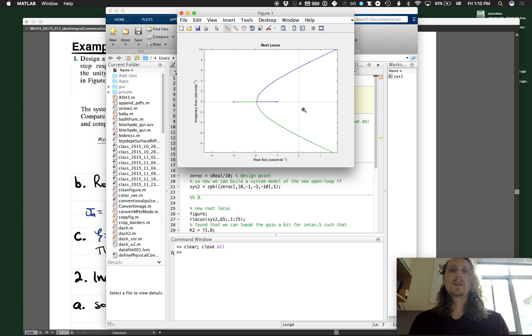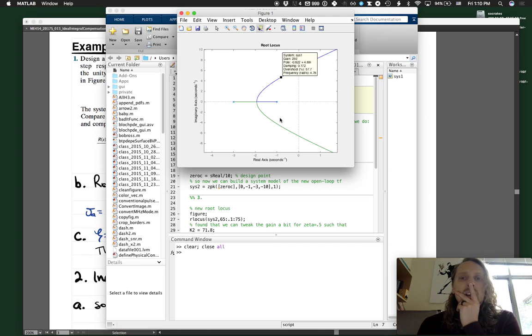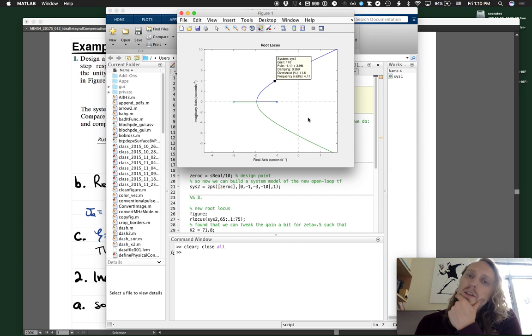So if we zoom in on this, where we want to be is along a specific damping ratio line, right? Going from the origin. And if you click on this, it actually has the frequency, so you use the data cursor, and then you click on it and it tells you the information there. It tells you the gain associated with that point, which is very helpful to know. That's what we want to solve for. And it tells you the damping, which is also something we're interested in, the pole location, frequency, overshoot, percent overshoot, all really useful stuff.